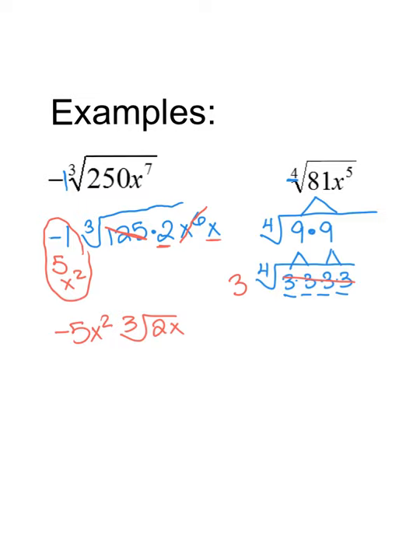If I look at the x to the 5th, that really means 1, 2, 3, 4, 5 x's. I'm looking for groups of 4. So if I take these 4, I can take 1 out and 1 is left behind. So if I simplify a fourth root, it becomes 3x, the fourth root of x.